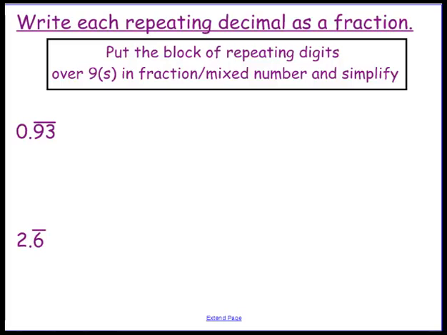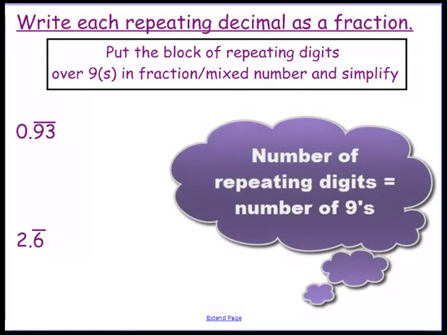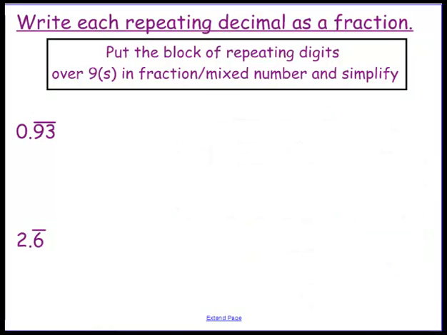Last examples are probably the trickiest, but again, it's a very simple rule if we think about this. To write a repeating decimal as a fraction, the tip is to put the block of repeating digits over 9, or in some cases 99, or 999. That's what the S in parentheses means. It's the number of digits need to have that many number of 9s. However many repeating digits you have, you're going to have that many 9s. Put it into a mixed number, or put it into a fraction, and then simplify.